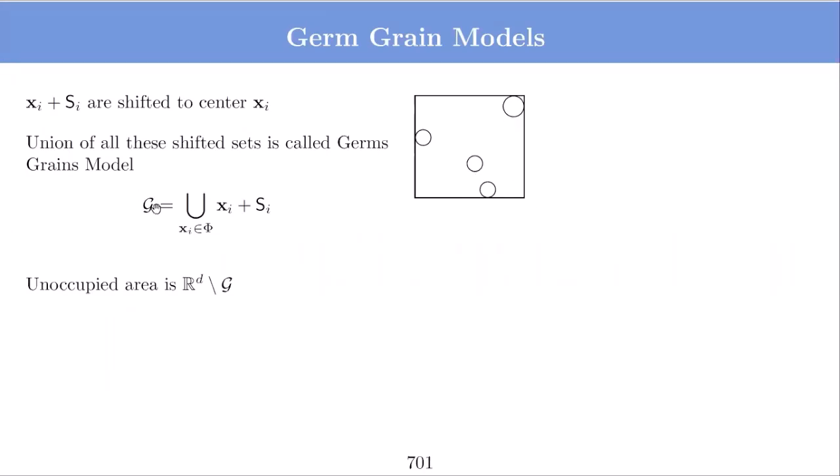G will also give you, if you take the area of G, the occupied area. And if this is a d-dimensional space, then R^d minus G would give you the unoccupied area. Using this, you can model the distribution of random objects in the space. You can compute various metrics such as how much area is covered, what is the probability that a particular point is covered, or what is the vacancy.